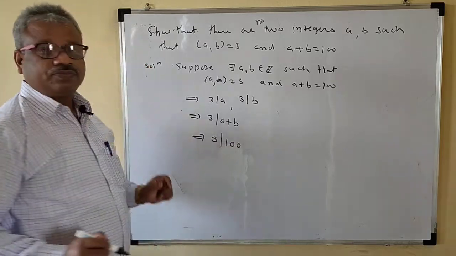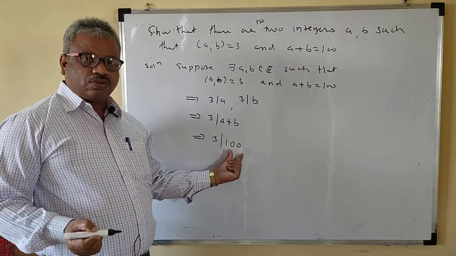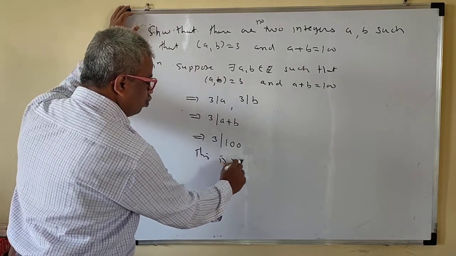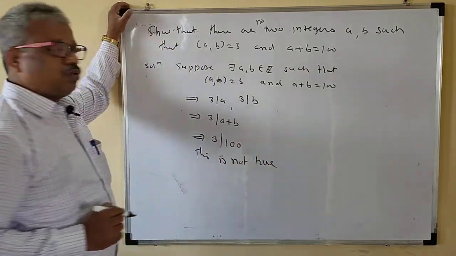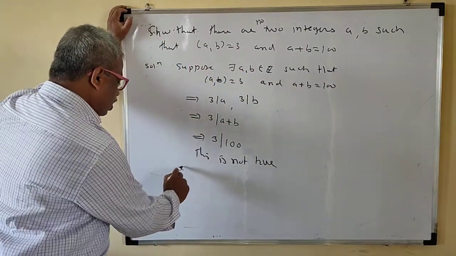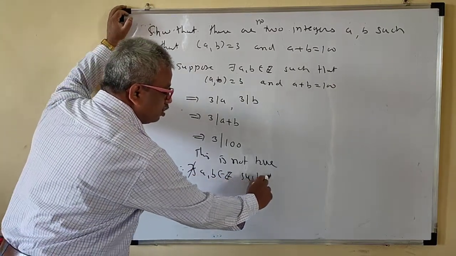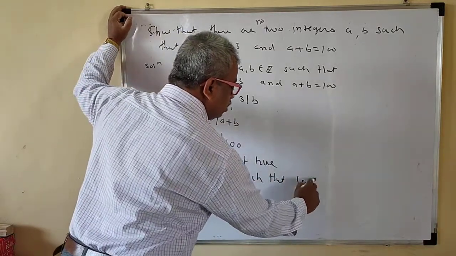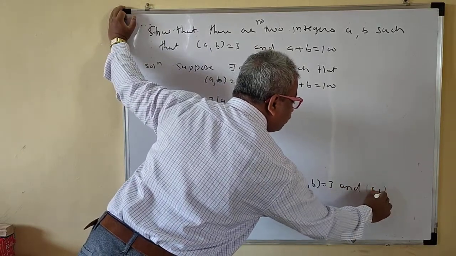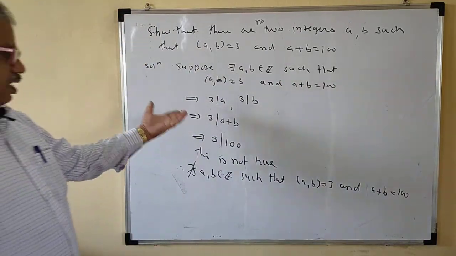So 3 divides 100. Is it true? Can you write 100 as 3 times some integer? No, this is not true. Why did we get this wrong answer? Because we assumed that such a pair exists. So therefore, there do not exist a and b belonging to Z such that the GCD of a and b is equal to 3 and a plus b is equal to 100. Such numbers do not exist. Very simple proof.